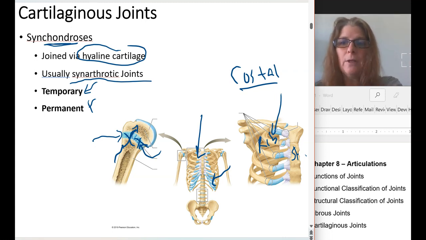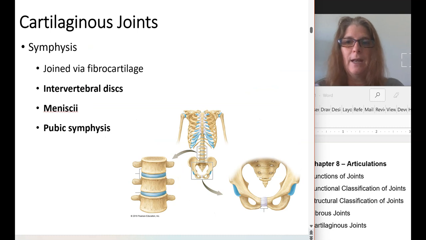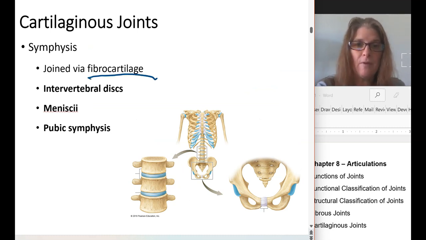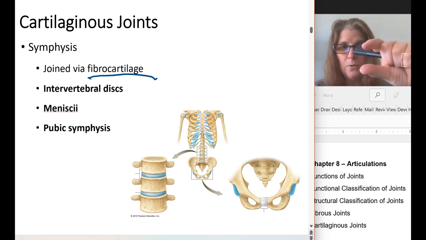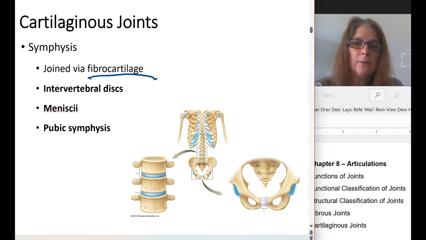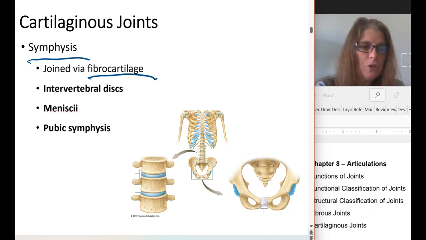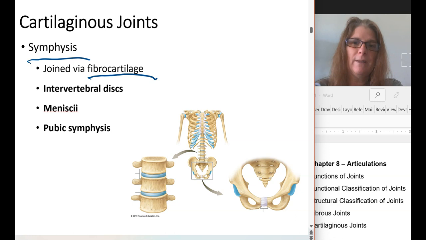Now, if the cartilage, let me go to my next slide here, is not hyaline, what if it's fibrocartilage? Well, remember, fibrocartilage is in little thick bundles or thick pads. So that's located in 3 areas of the body. Now, the symphysis joint is what we call a cartilaginous joint that's joined with fibrocartilage, and they usually have a little bit of movement. So they're more amphiarthrotic. Write that on here.